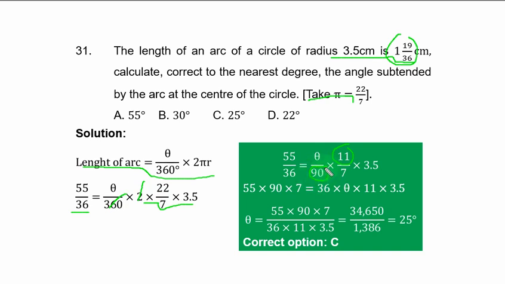So clear the fractions by multiplying through by 36 to the other side and 19 times 7 to the other side. So you have it in this form. To get theta, divide through by 36 times 11 times 3.5. You have this result. If you multiply, you get this result, and when you divide, you have 25 degrees. C is the correct option.